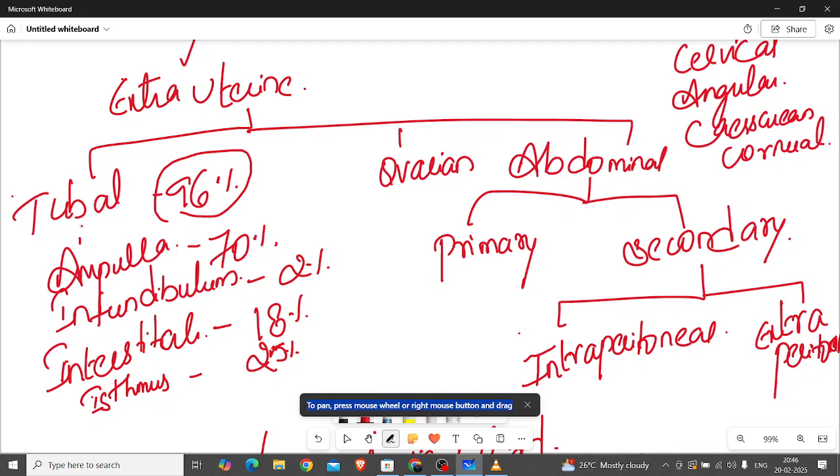So in case of tubal pregnancy we can identify it in these four regions: ampullary, infundibulum, interstitial and isthmus. Mostly it is identified in the ampullary region, where about 70% of ectopic pregnancies will be observed.